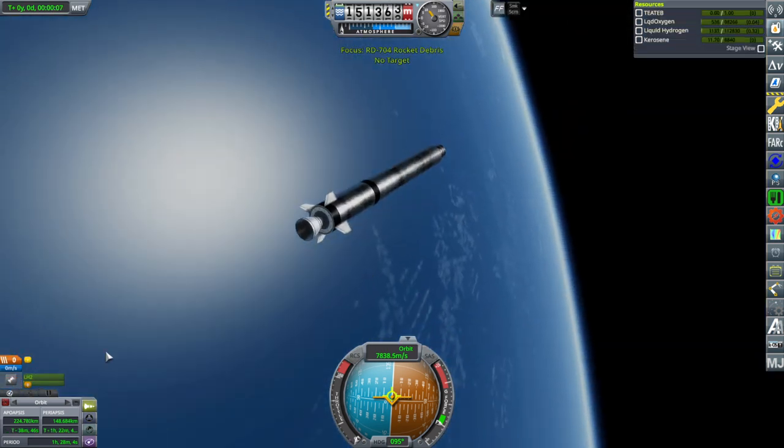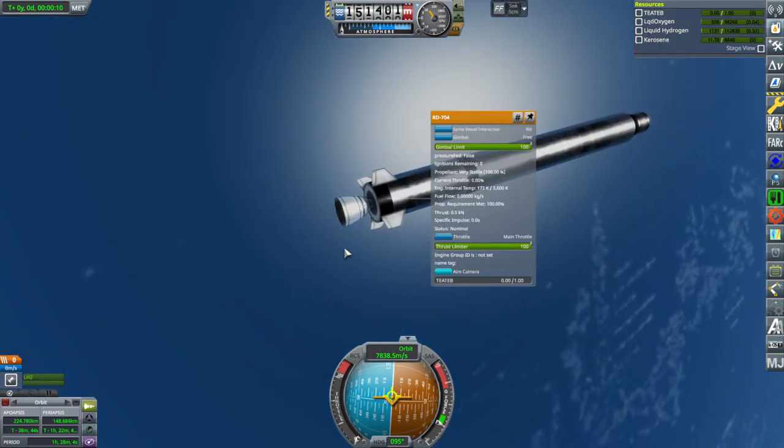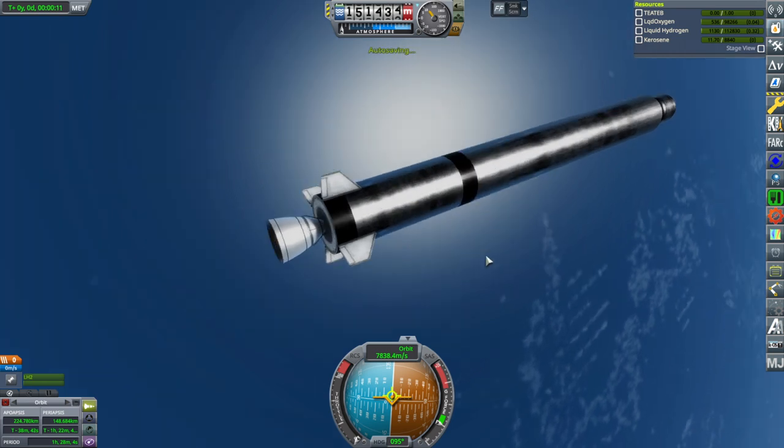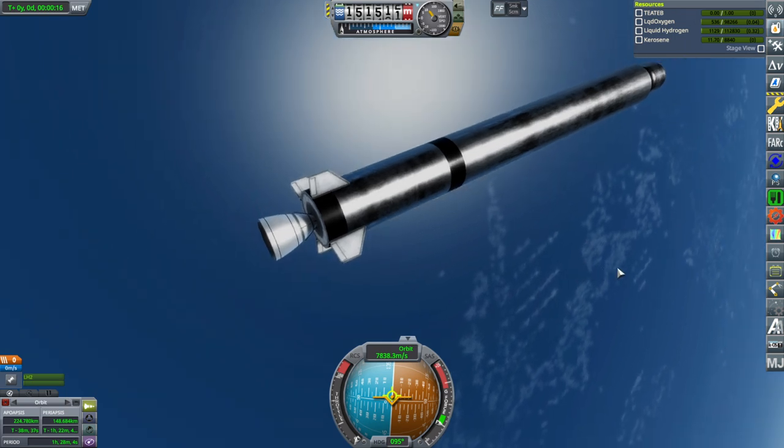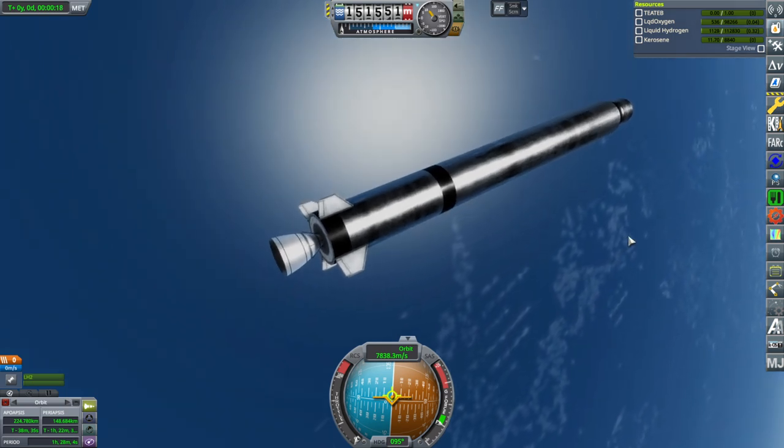The RD-704. Interesting little engine. Much capability. And, well, let's see what we can do with it, basically. So look forward to that in future videos.